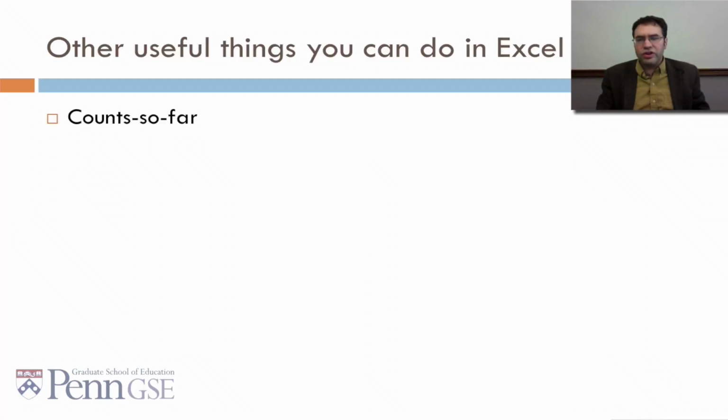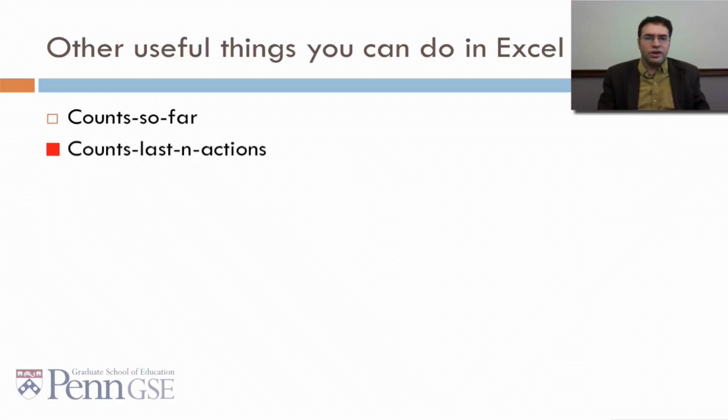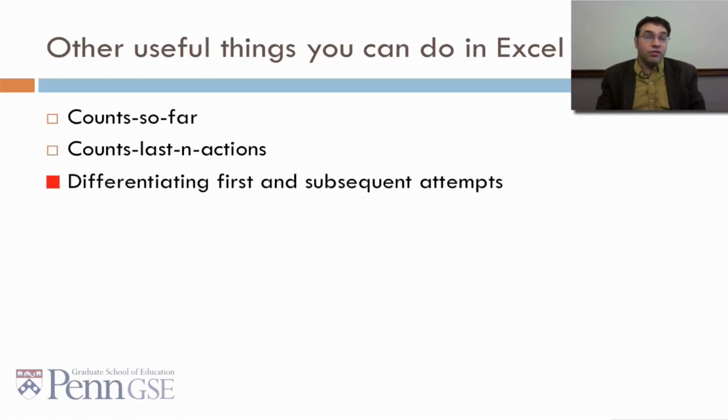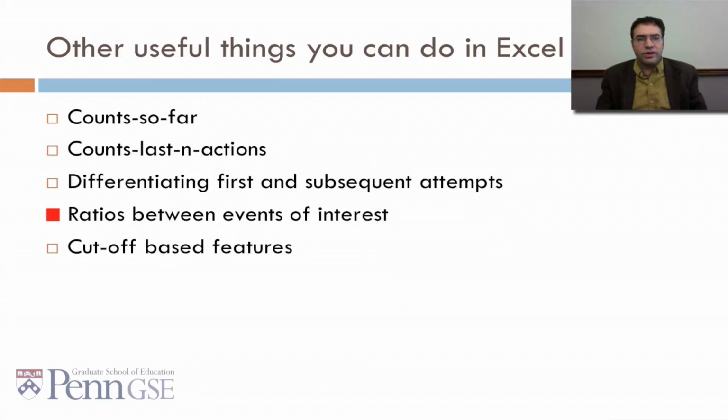Other useful things you can do in Excel, there's actually a bunch of them. Count so far. You can create a count of how many times the thing has been seen so far in a student. Counts over the last n actions. How many times has the student done something like ask for help in the last 5 or 3 actions? Differentiating first attempts from subsequent attempts. Getting ratios between events of interest. And cutoff-based features. That's an if statement and a greater than less than. There isn't time to go through all these in great detail right now, but this is a powerful tool, and we'll look at this in the assignment.